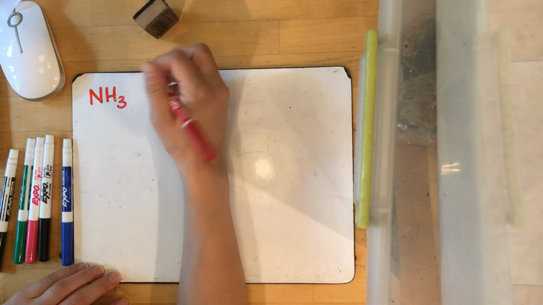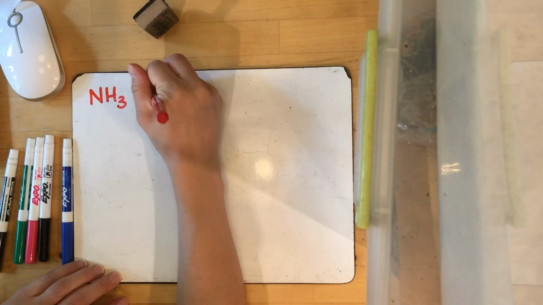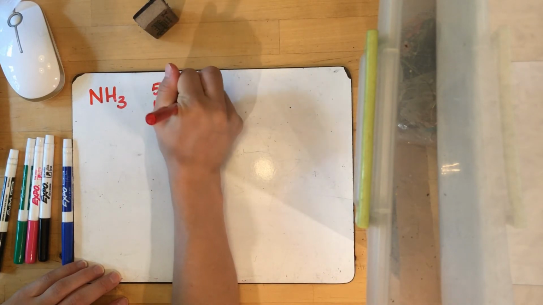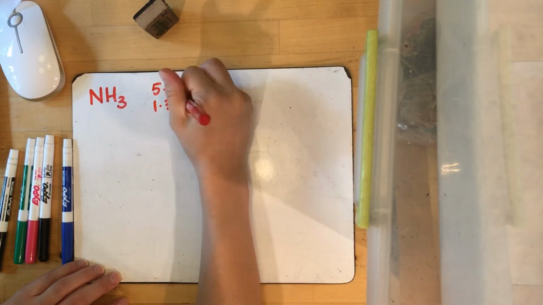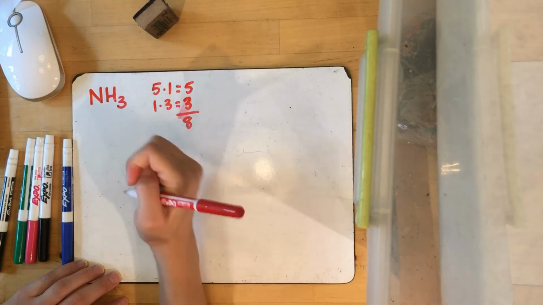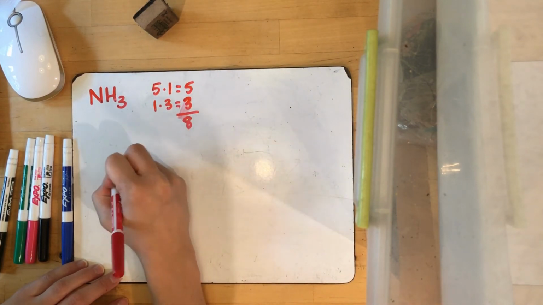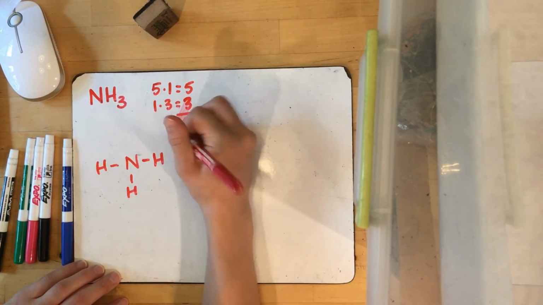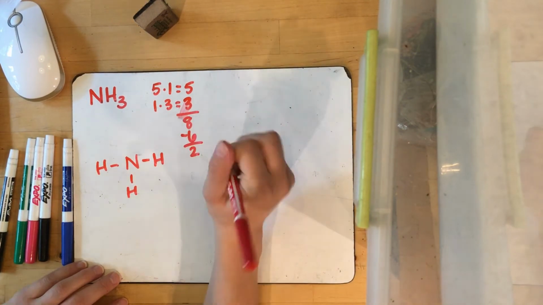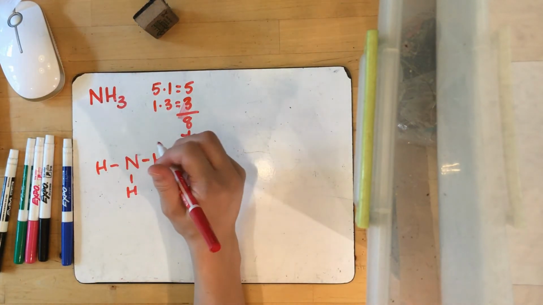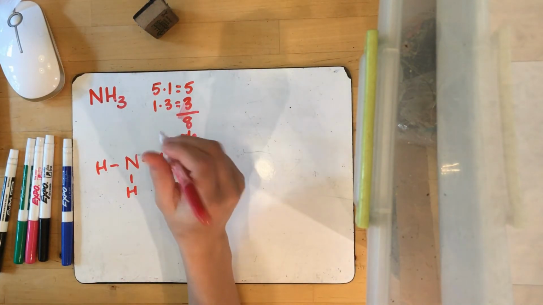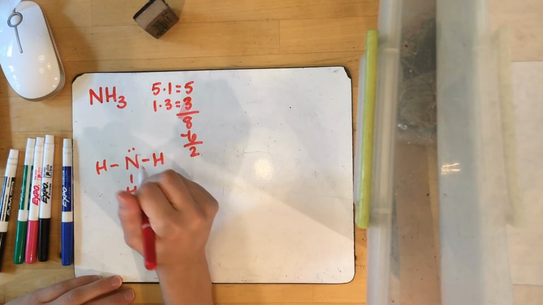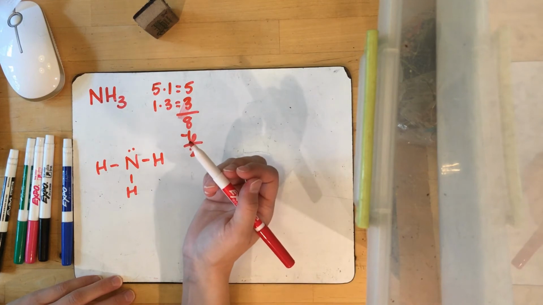For ammonia, we do the same thing. We count up our valence electrons. Figure out our central atom. Connect with single bonds. And again, we have hydrogen as our outer atoms. So those don't need any additional electrons, so our leftover 2 go on the nitrogen as a lone pair.